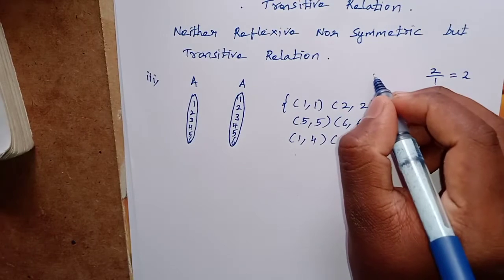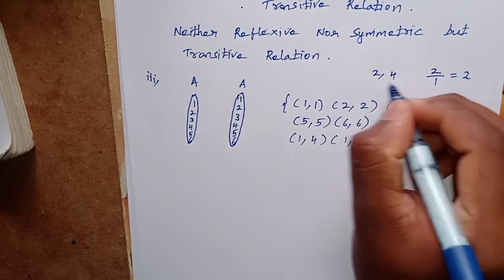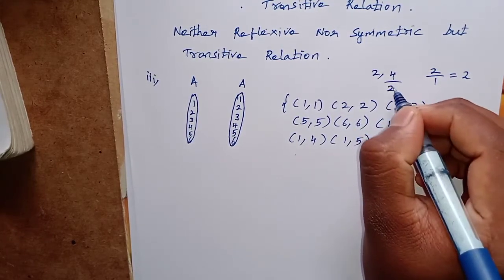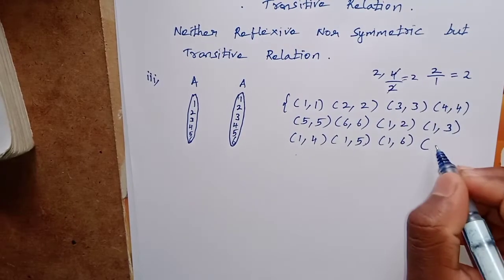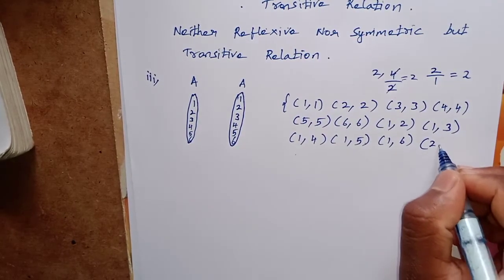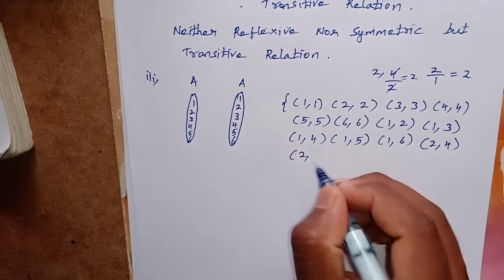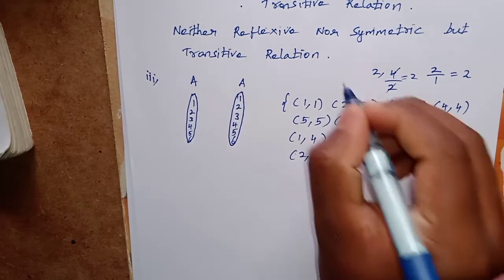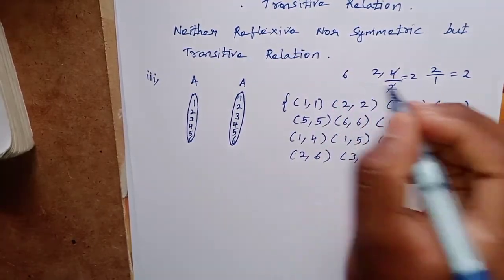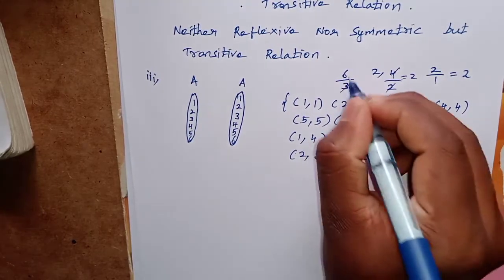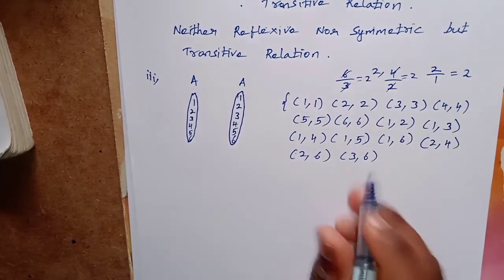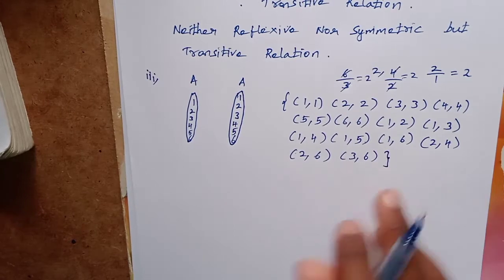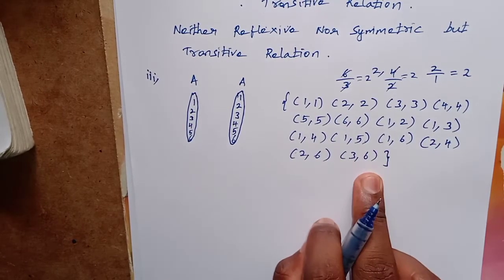Next, 2 comma 4: 4 is in the numerator, 2 is in the denominator. If you cancel 2, it is divisible. 2 comma 4, 2 comma 6, last 3 comma 6. Here 6 is in the numerator, 3 in the denominator. If you cancel again, it is 2. Here it is divisible. Okay, this is our required ordered pair.